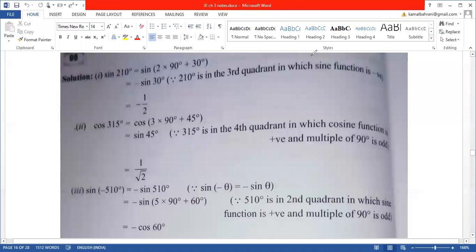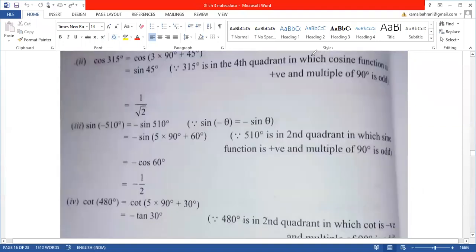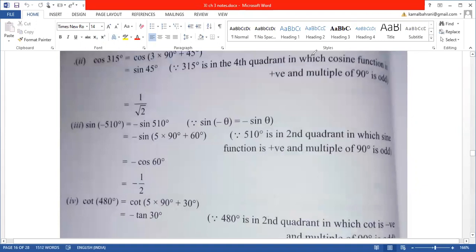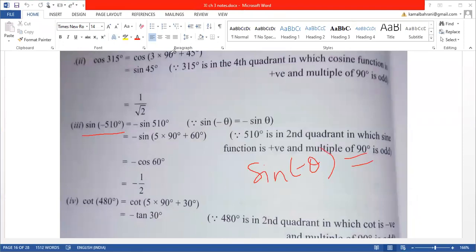Sine 45 is 1 by root 2. Clear? Then your next question is sine of minus 510. I have given you the explanation that sine of minus theta is equal to what? Minus sine theta.